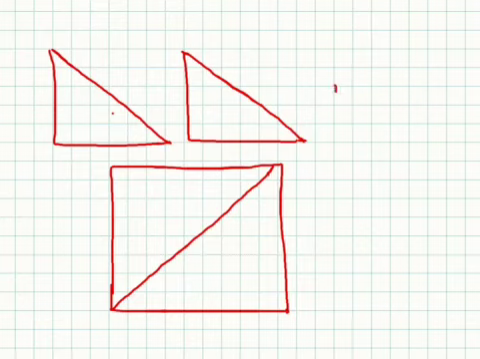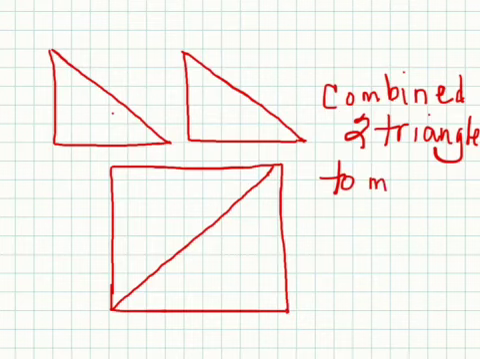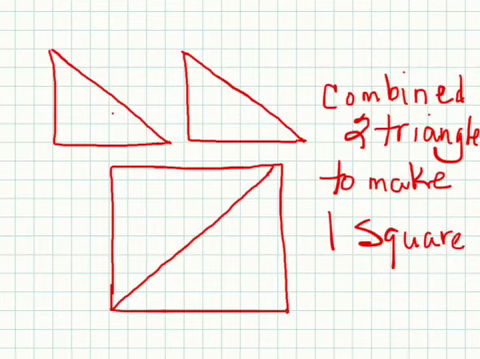So I have combined two triangles to make one square. I could start off with my square, fold it in half, and separate it to make two triangles.